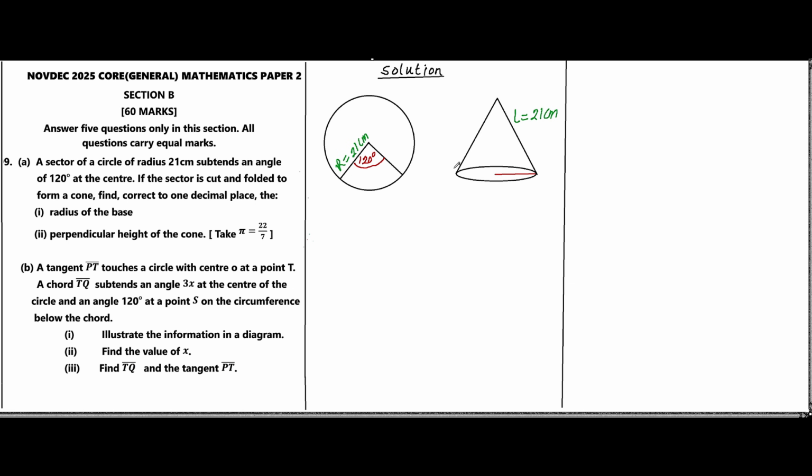And then this is our circular base of the cone. So the distance from the circumference of this particular circle to the center of the circle is the radius. So this is the radius, and this is our perpendicular height. So from the apex of the cone to the center of the circular base, that is the perpendicular height of the cone, and this is the radius of the circular base. So now this is 9a.